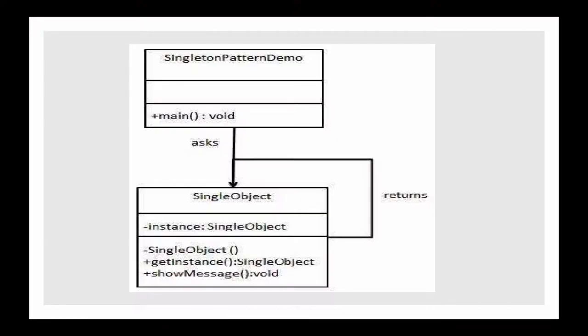So this is the UML diagram for singleton design pattern. As you can see, we have the main class which is asking for the global object, which is our singleton object, from a class which is called single object. And as you can see, there is a instance variable which is of type single object, which is a private variable. And also one more thing to notice here is that the constructor for the single object is also private. So we don't allow client code of this class to invoke the constructor on the fly.